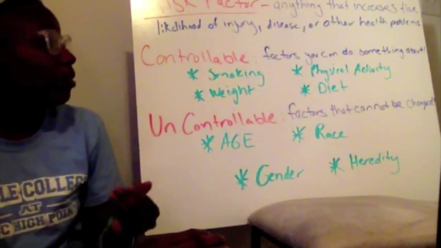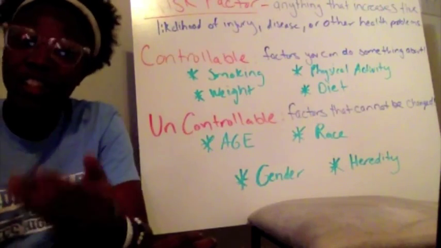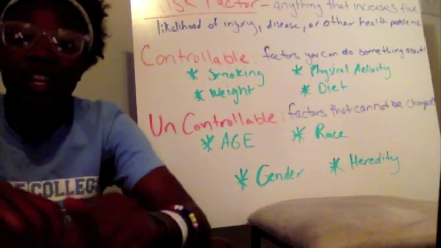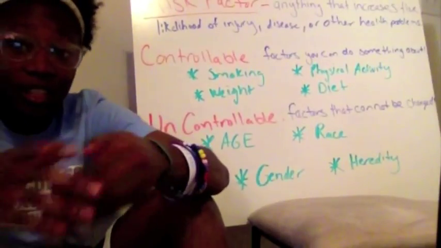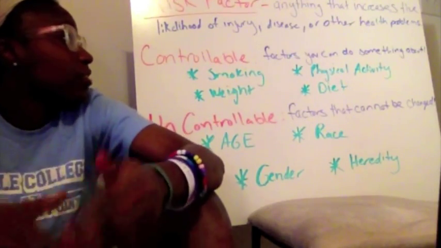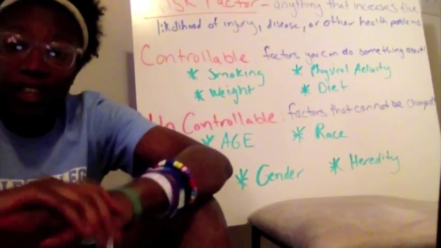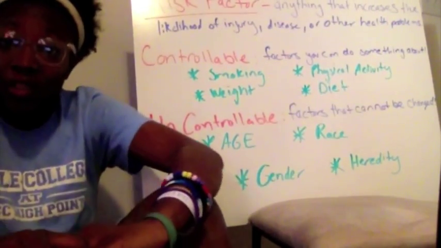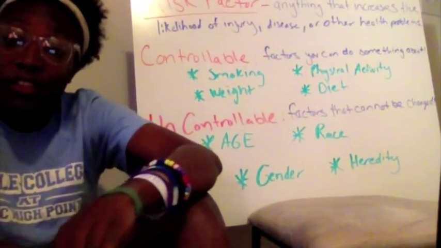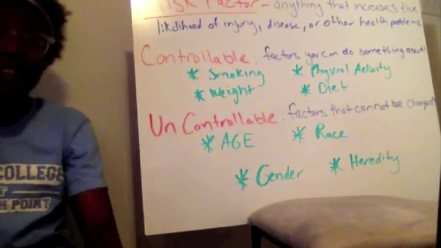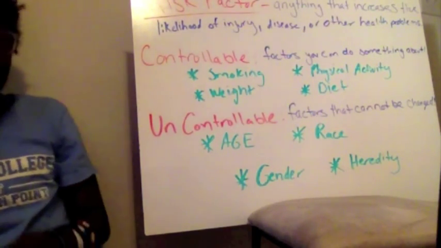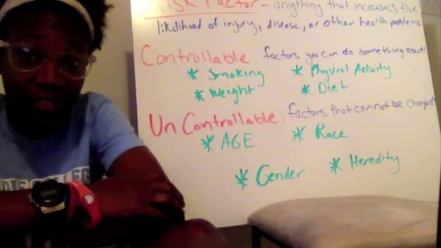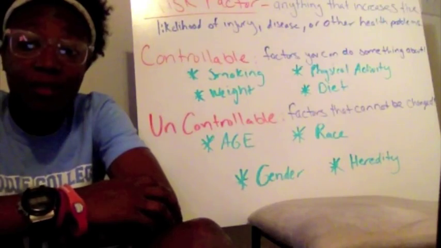And then you have uncontrollable. These are factors that you cannot change. That's your age, your race, gender, heredity. So to go into that, risk factors are anything that increases the likelihood of injury, disease, or other health factors. When you think about controllable, when we're talking about smoking, lung cancer, remember we said some forms of cancer can be controlled. Lung cancer is one that can be controlled. Smoking increases lung cancer. Diet, weight, physical activity, that can go with diabetes.